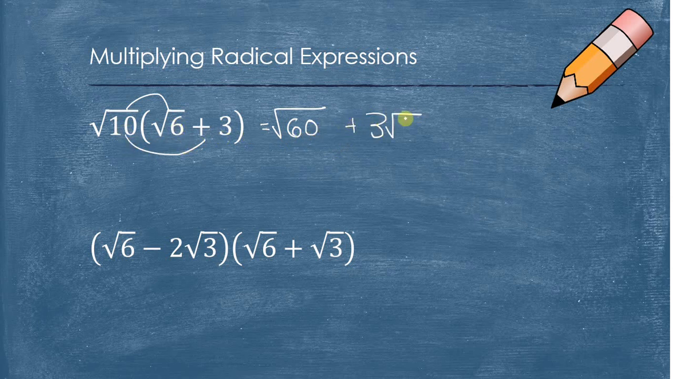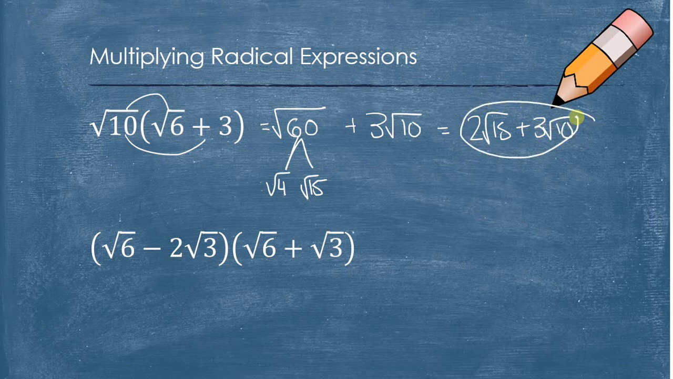Plus 3 square roots of 10. Now, I need to break down. We need to make sure that nothing can combine. Okay? So what's the square root of 60? I know I can make that the square root of 4 times the square root of 15, right? So I would have 2 square roots of 15 plus 3 square roots of 10. That doesn't break down at all.